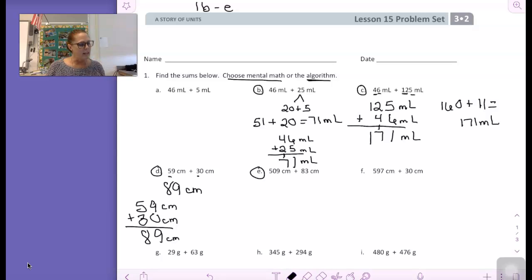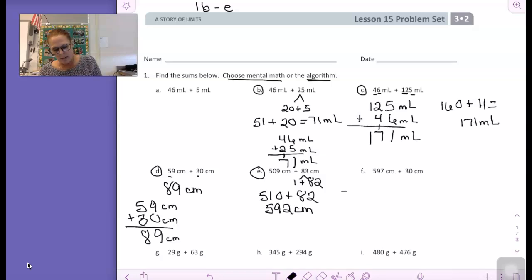Let's take a look at letter E. So 509, when I look at 509 is very close to 510. So I'm going to break this up to be 1 plus 82. So I'm taking 1 from the 83, and I'm going to add that to the 509 because now I'm at 510 plus 82. And now it's very easy to see that mental math, and we're going to get 592 centimeters.